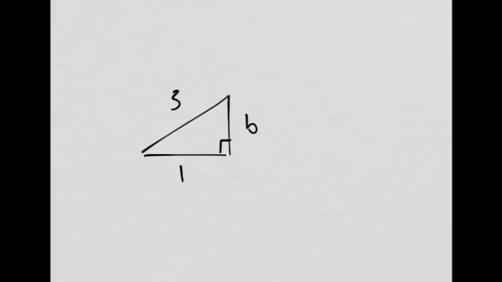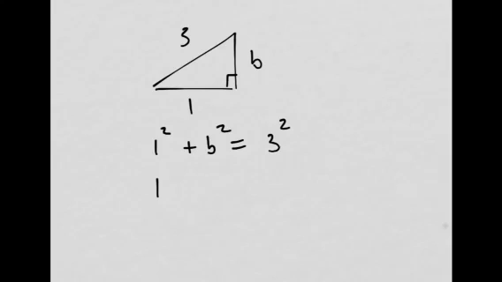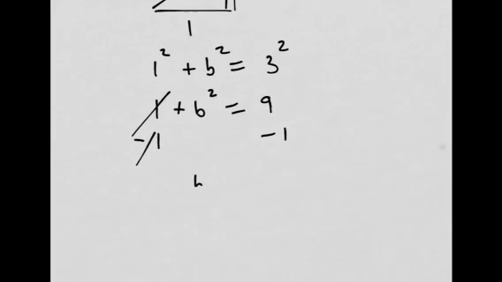Let's call it b. So then we have a squared, which is 1 squared, plus b squared equals c squared, which is 3, and we'll square that. This would be 1, because 1 squared is 1. B squared is b squared, and this would be 9. And then we'll subtract 1, so that goes away. B squared equals 8.